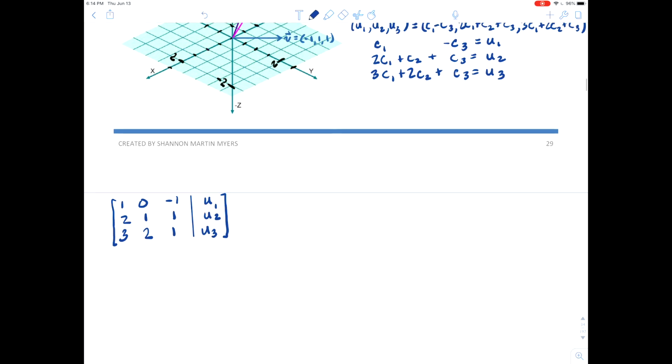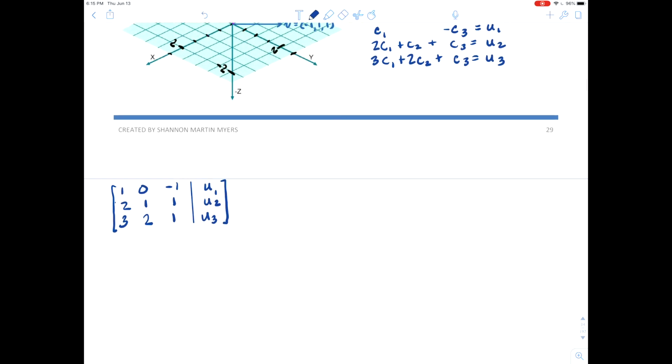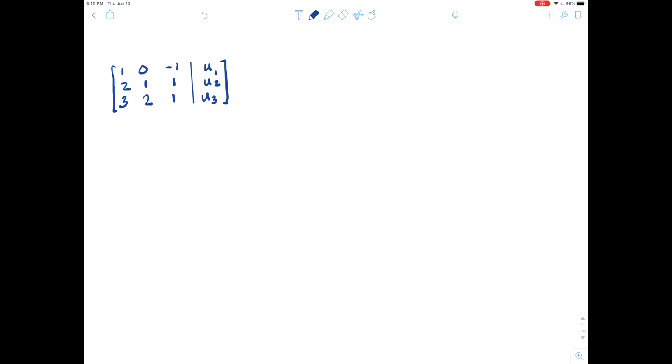I just wanted to point something out while we're here. Take a look at the vectors above. Do you see that the columns are the same as these row vectors up here? All right, so if you remember that, it can be a lot faster for you to start solving a linear system. Okay, so now let's go ahead. We end up with what?